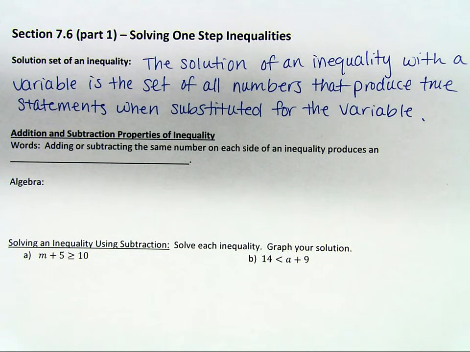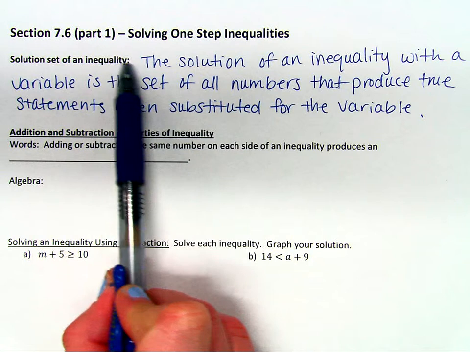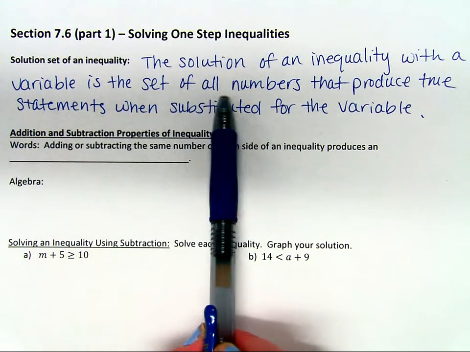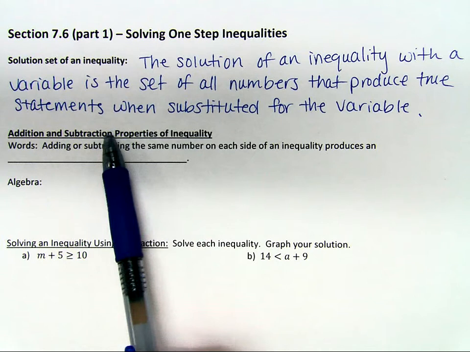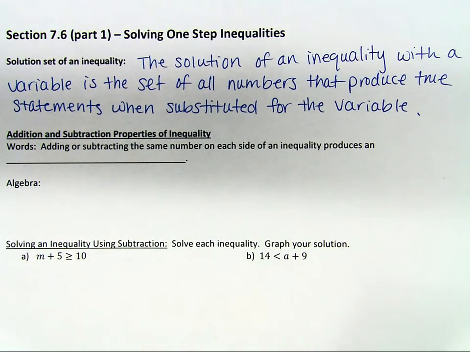In this section, we're going to learn how to solve one-step inequalities. So first of all, solving means we need to find a solution. A solution set of an inequality is the solution. The solution of an inequality with a variable is the set of all numbers that produce true statements when substituted for the variable. With equations, we usually only have one correct answer. Inequalities, there can be infinitely many correct answers.